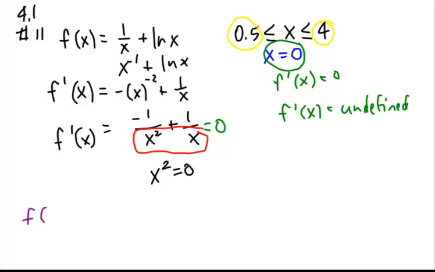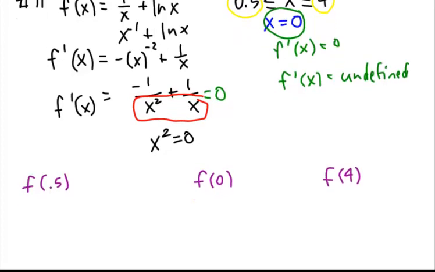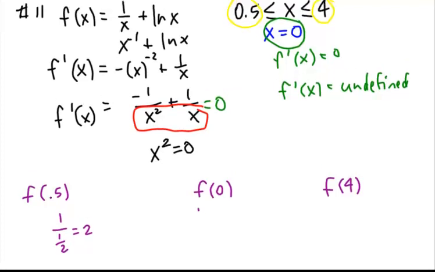We're going to look at f of 0.5. We're going to look at f of 0. And we're going to look at f of 4. So 1 over 1/2, which is 2. 1 over 0 plus the natural log of 0, which is going to be undefined. And 1 over 4 plus the natural log of 4.